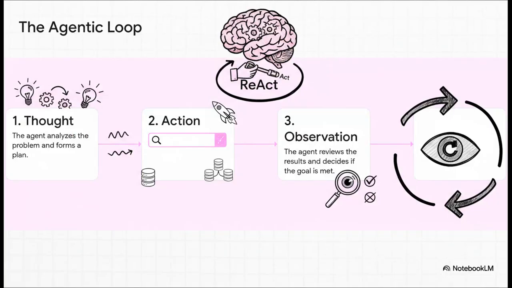A lot of times, this process follows a framework called ReAct, which is short for reason and act. Basically, the agent gets into this continuous cycle. First, it thinks about the problem and figures out a plan. Then it acts on that plan, maybe by running a search. After that, it observes the results and asks itself, did that work? Am I done? If the answer is no, it refines its thinking and takes another action. It just keeps repeating that think, act, observe loop until the job is done.